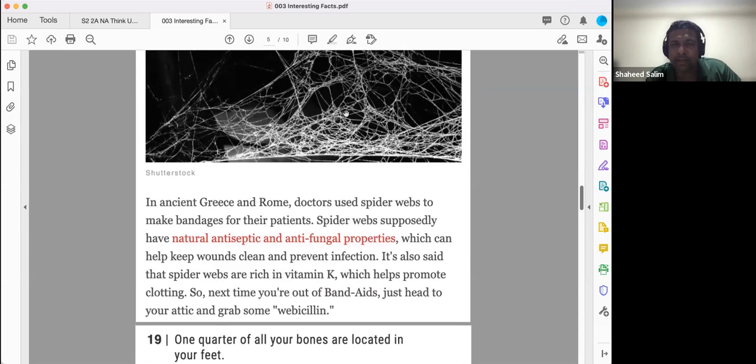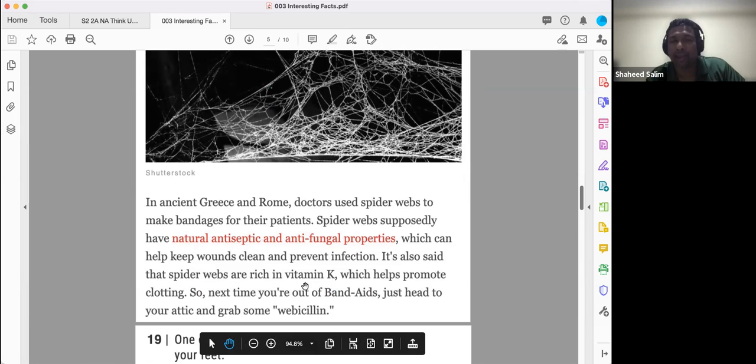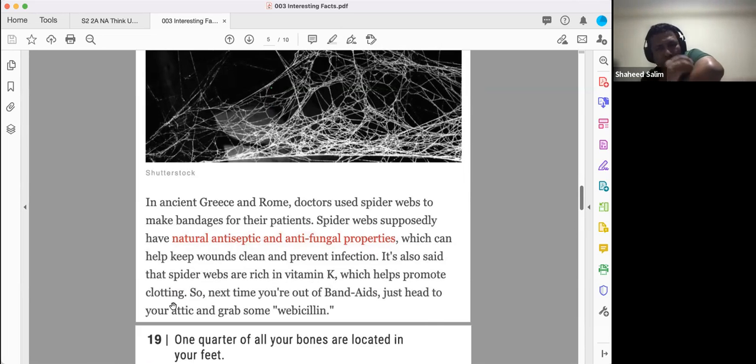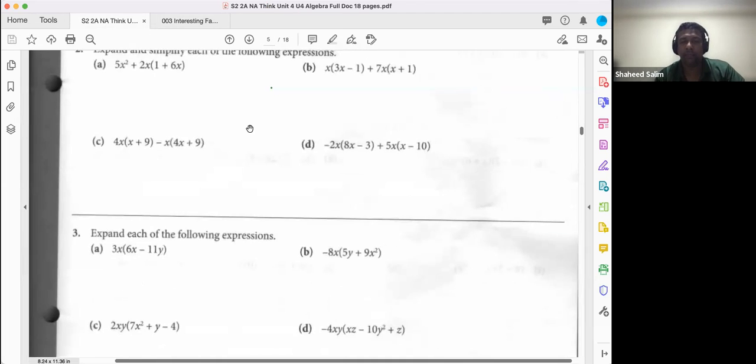And they found out that this has natural qualities, antifungal, antiseptic to kill the bacteria. In fact, they found out that it's rich in vitamin K. I do not know what vitamin K is, but they say it helps in clotting. Clotting means what? If you have a cut and the blood doesn't clot, the blood will just continue to flow. So you need your blood to thicken so that the blood stops flowing. This spider web can do that. It has vitamin K. Well, you can try it out if you want to, but now we are going back to maths.